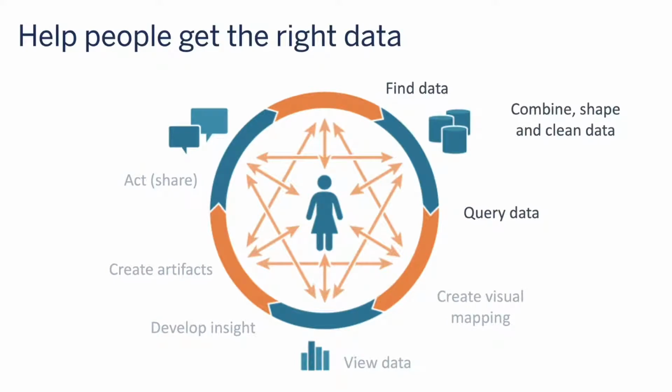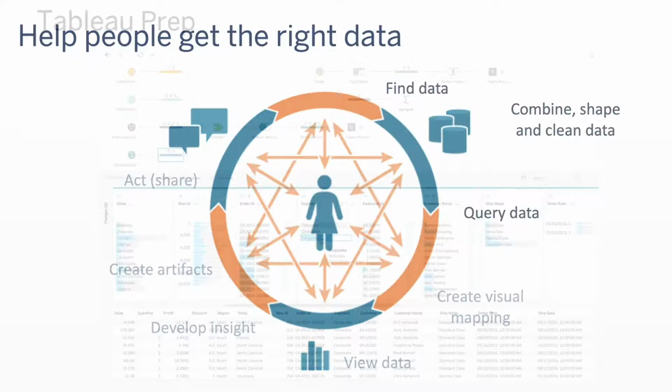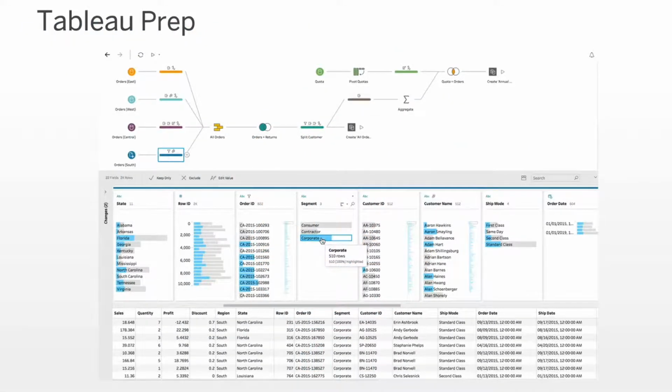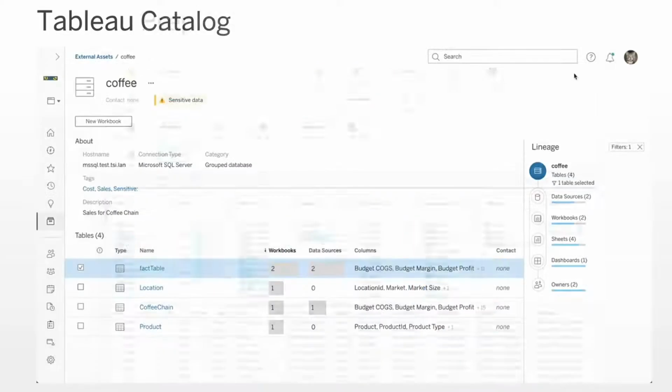Now let's take a look at other parts of the cycle. Getting the right data is critical, for if you don't have the right data, it doesn't matter how good your visualization looks. We created Tableau Prep to make it easier for people to organize and shape their data. We are now adding improved search, recommendations, and a data catalog to help people find and organize their data and other analytic assets.